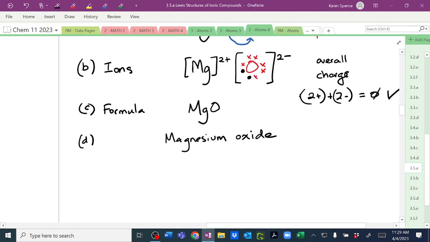Why not oxygen? Other than the fact that it just sounds weird. Most anions, in fact, almost all anions only have 2 syllables. Oxide, not oxygen. Okay, oxide.